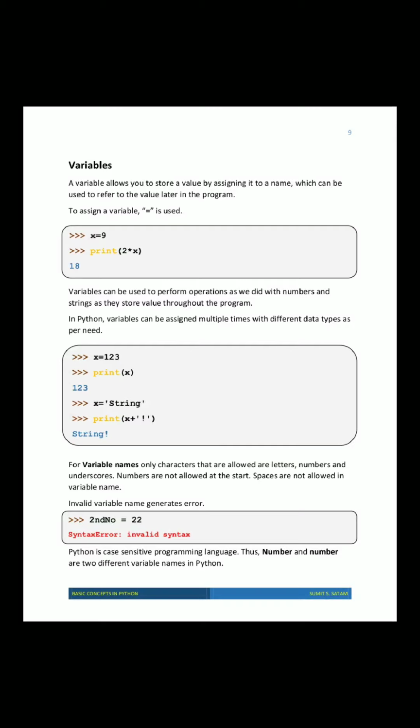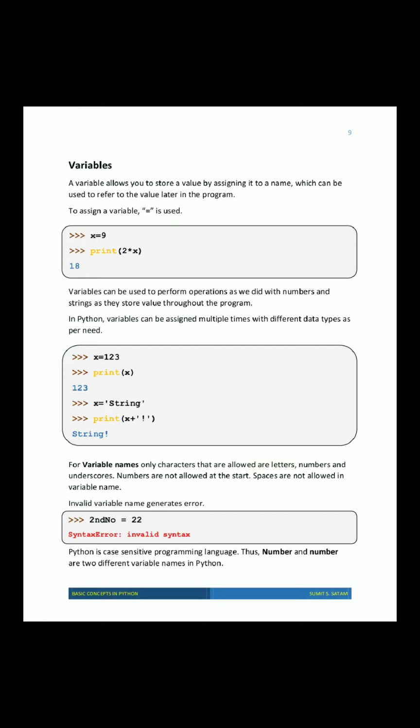So for example, here it's given x equals 9. So we are assigning the value 9 to the variable x. Okay, so 9 has been assigned to x, and if I want to print twice of this variable using the print command, I can write print(2 * x). So answer 18 will be returned.